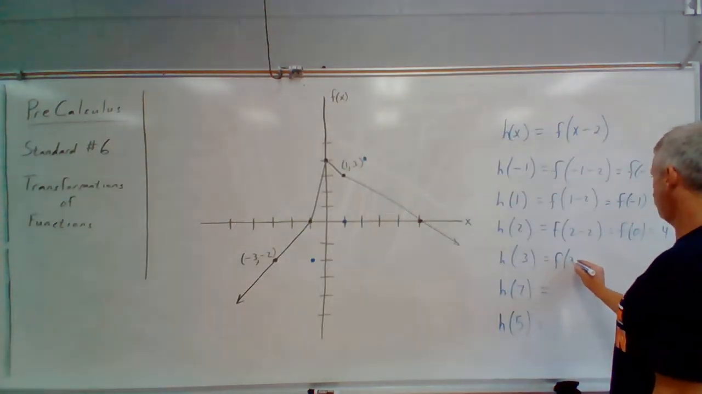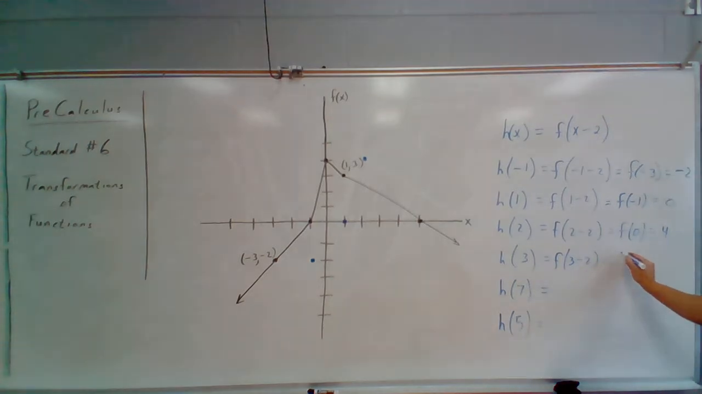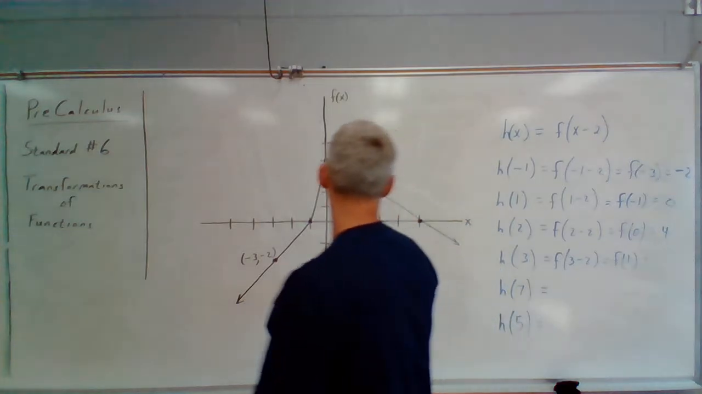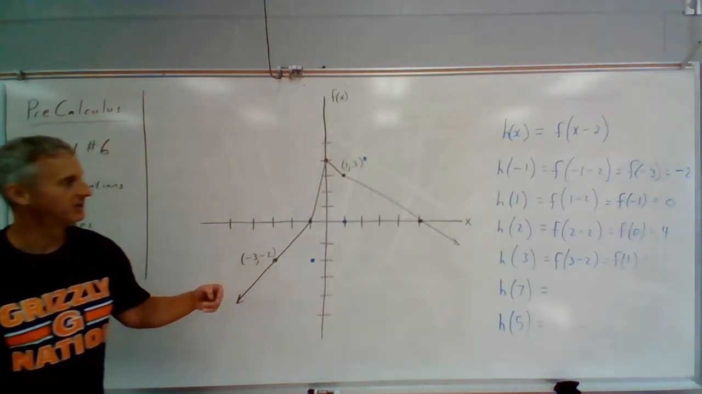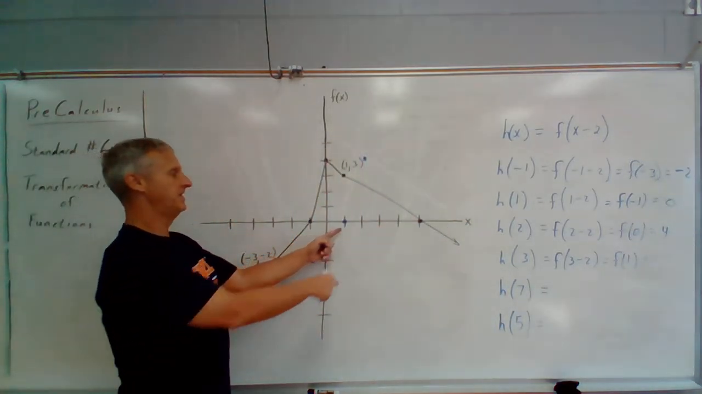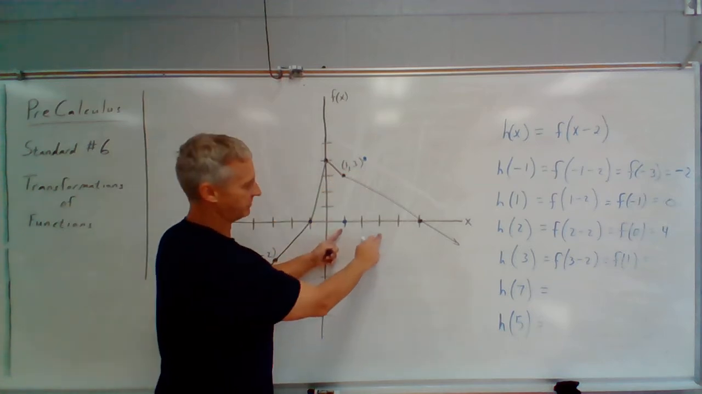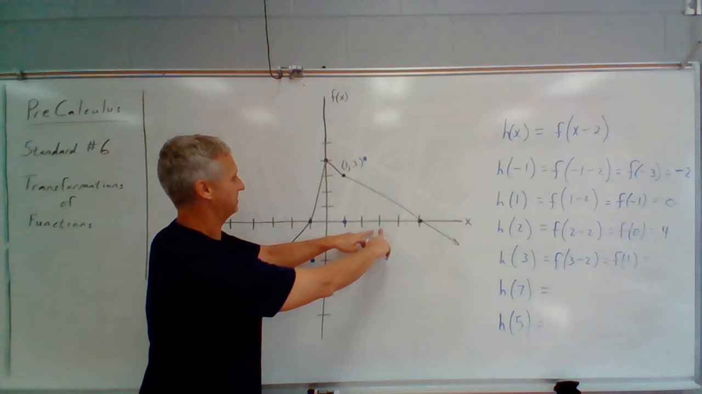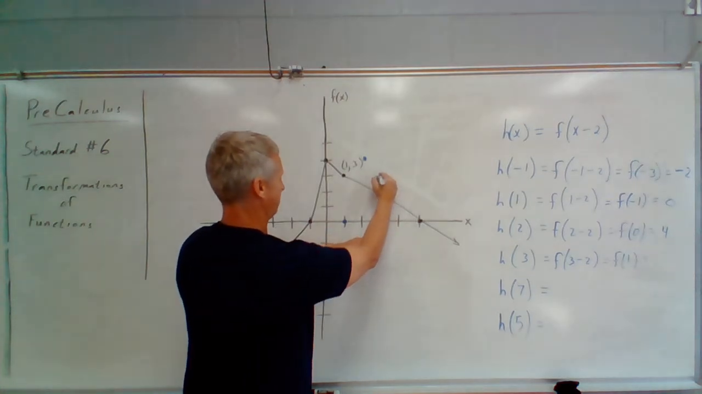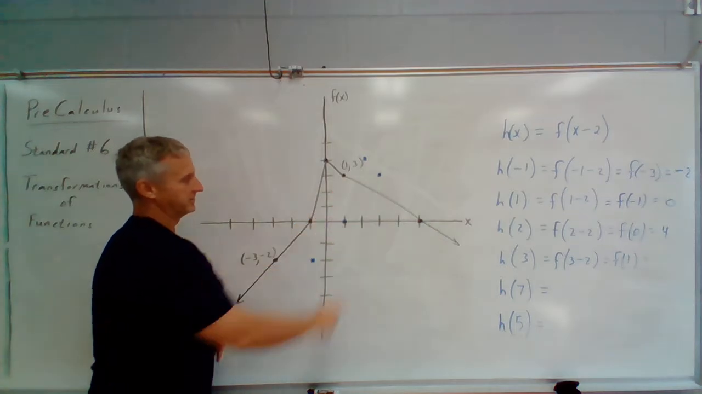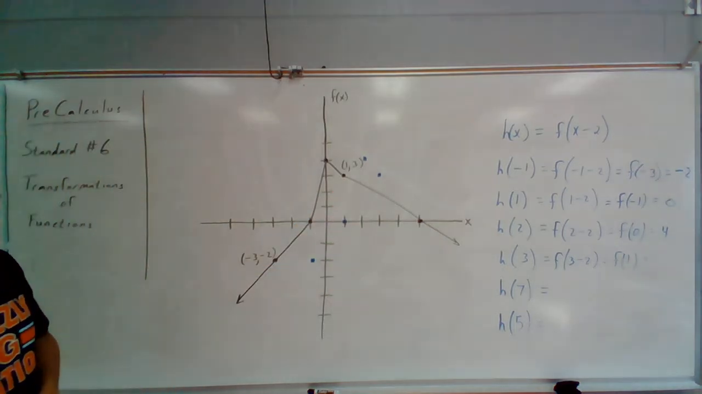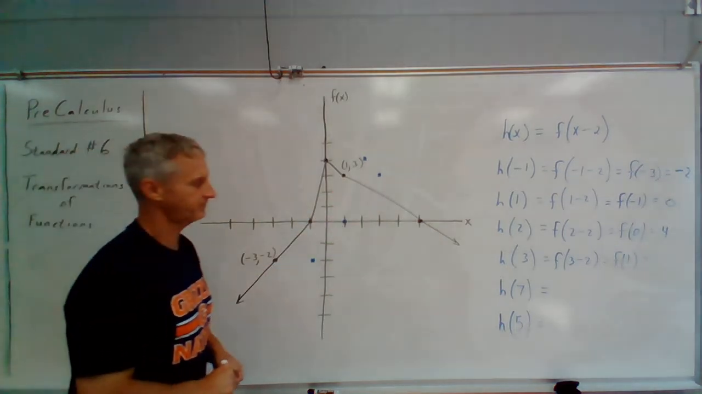That'll be f of 3 minus 2, which will be f of 1. So plugging a 3 into the new function is the same thing as plugging a 1 into the old function. If I plugged a 1 into the old function, I get a 3. So plugging a 3 into the new function gives me a 3. So notice this point got shifted to the right 2 spaces.